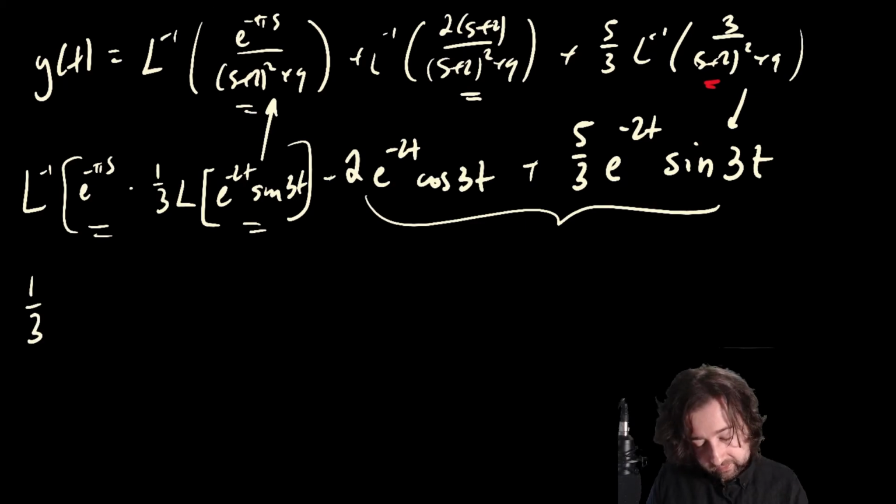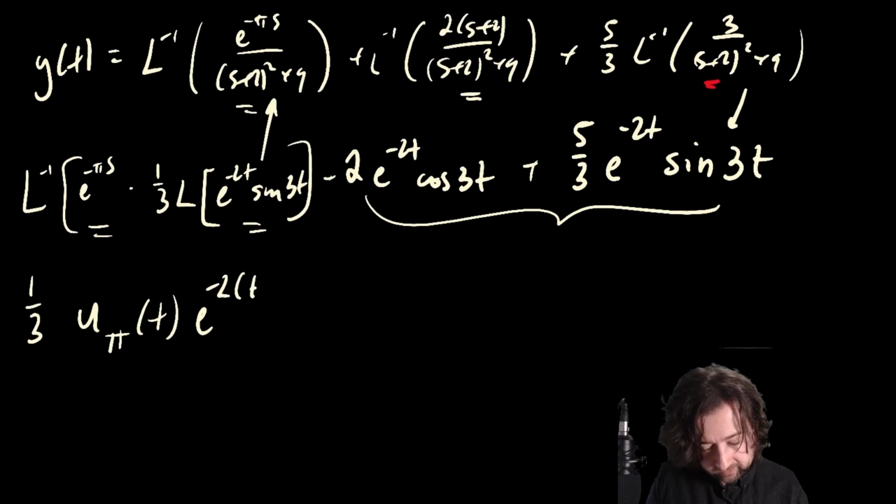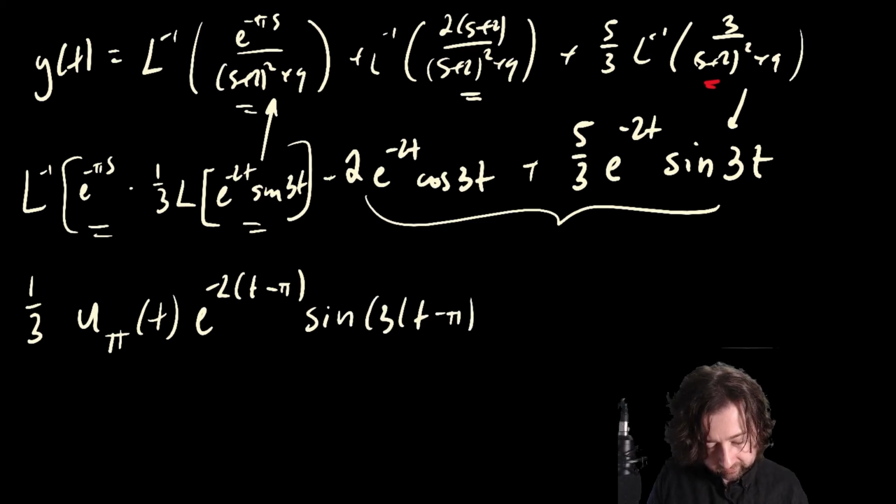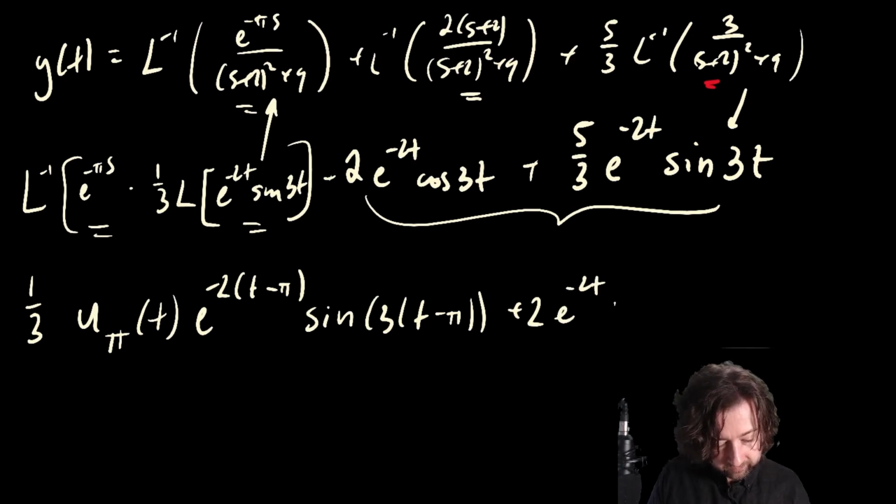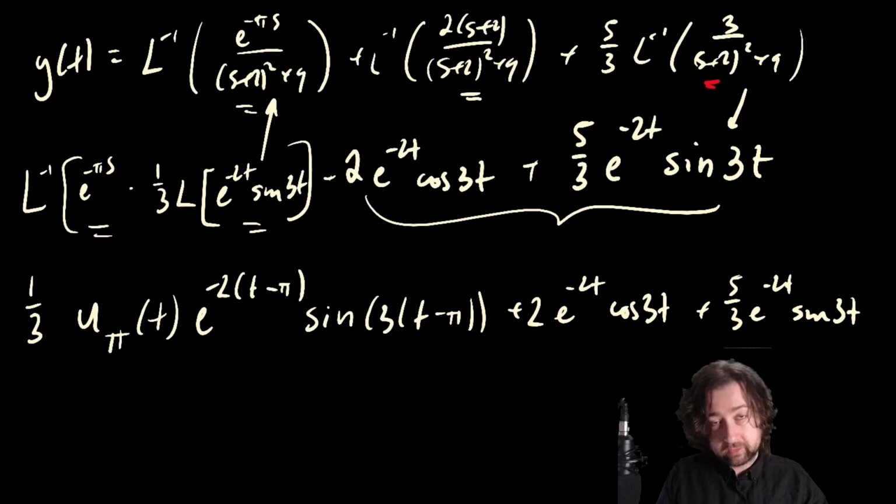1/3 times a shift of pi times e^(-2(t - pi)) sine of 3(t - pi), plus the part that was already here: 2e^(-2t) cosine of 3t plus 5/3 e^(-2t) sine of 3t. This is the solution to the equation.